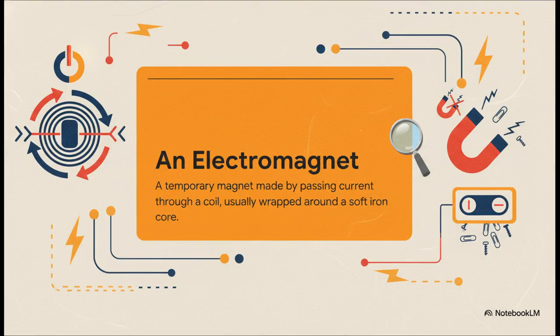Now let's take that awesome solenoid and give it a superpower. We're going to wrap it around a piece of soft iron, and that creates what we call an electromagnet. The most important thing you have to remember is that it's a temporary magnet. The magnetism is only there when the current is on. Flip the switch off and poof, the magnetism vanishes. It's a magnet with an on-off button, and that control is what makes it so incredibly useful.